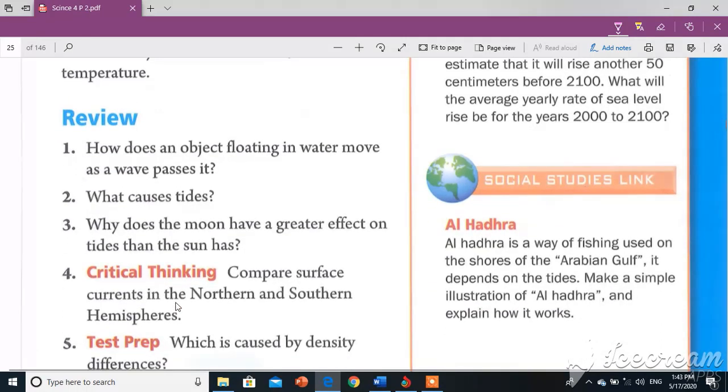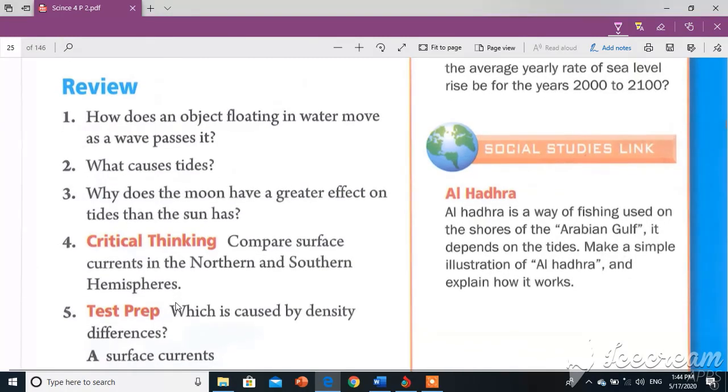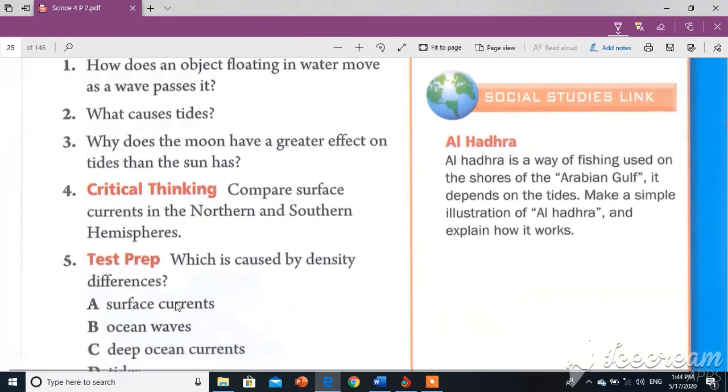Number 2. What causes tides? The Moon's gravity. The pull of the Moon's gravity causes tides. Number 3. Why does the Moon have a greater effect on tides than the Sun? Because the Moon is much closer to Earth than the Sun.